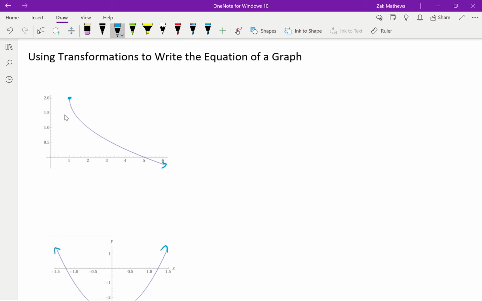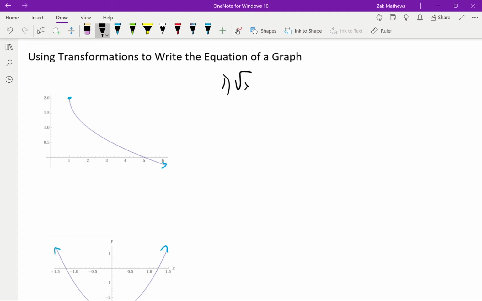So the first thing we're going to do is the same thing we've been doing. We're going to identify the parent function. We're going to identify the transformations that have been made, and then we will put it all together. We're going to figure out how to do that graph. The first thing I want to do, let's look at this first one, is identify the parent function. And if we look at this, the parent function is the square root function, square root of x. So that's what we're dealing with.